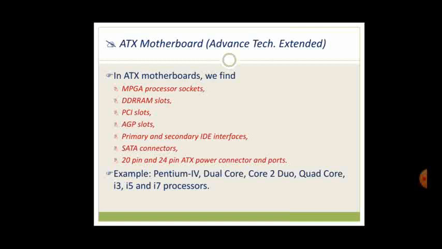DDR RAM slot, again, that we have used in the previous motherboard. Again we are using PCI slot. Along with PCI, here we are using AGP slot. Okay, in the later slides we'll see how AGP slots look like. Along with that, here they are using IDEs, nothing but interfaces for primary and secondary storage.